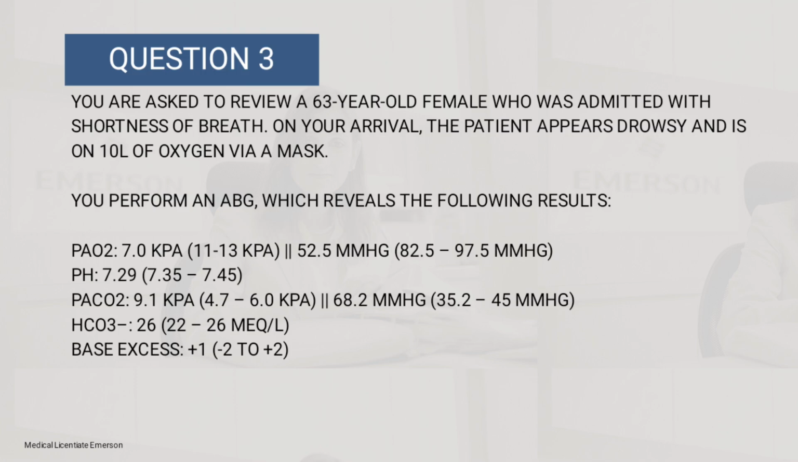This is question 3. You are asked to review a 63-year-old female who was admitted with shortness of breath. On your arrival, the patient appears drowsy and is on 10 liters of oxygen via a mask. Then you perform an ABG, which reveals the following results. The partial pressure of oxygen was 7.0 kilopascals, and in millimeters of mercury it was 52.5.